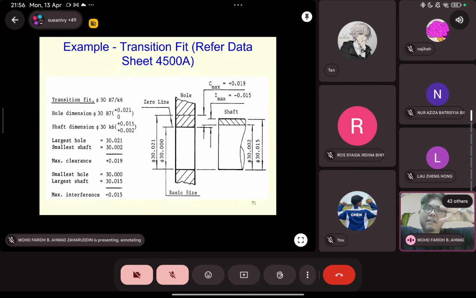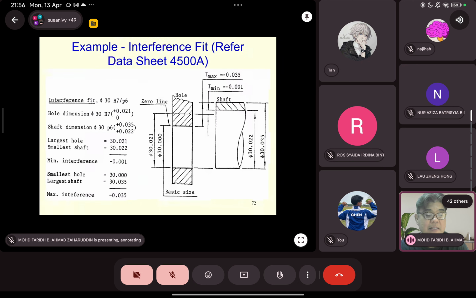Oh, doktor ajar macam ni dan macam ni. Sorry. Macam ni, dia duduk tengah tau. Satu lagi duduk macam ni. This is a transition. You will get one positive, one negative. Easy to calculate. Alright? Okay, next.